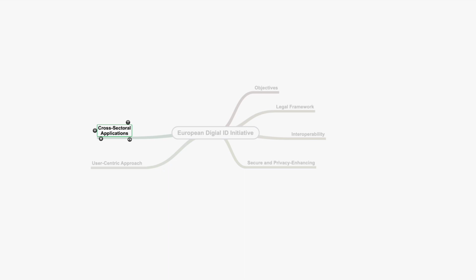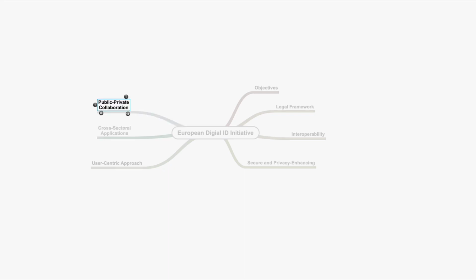Now, let's talk about cross-sectoral applications. European digital IDs are intended to be used across various sectors and domains, including e-government services, banking and finance, healthcare, education, and e-commerce. This promotes the seamless integration of digital IDs into everyday online activities and transactions.